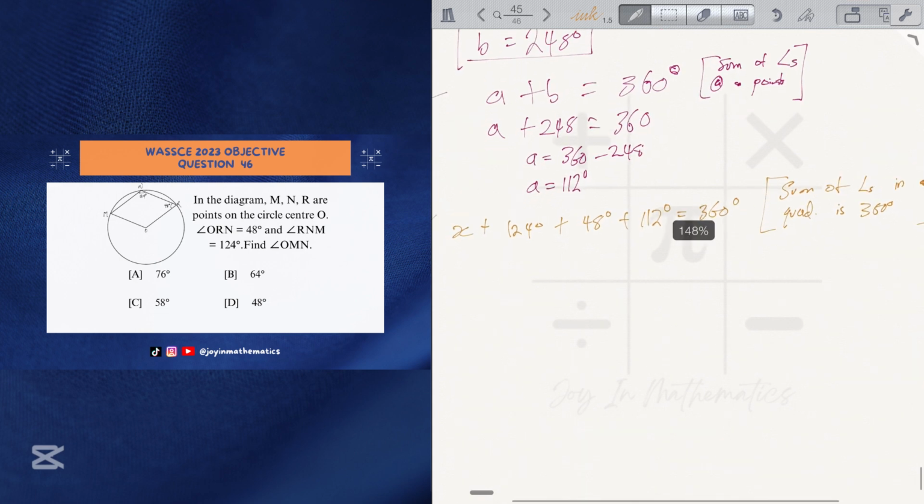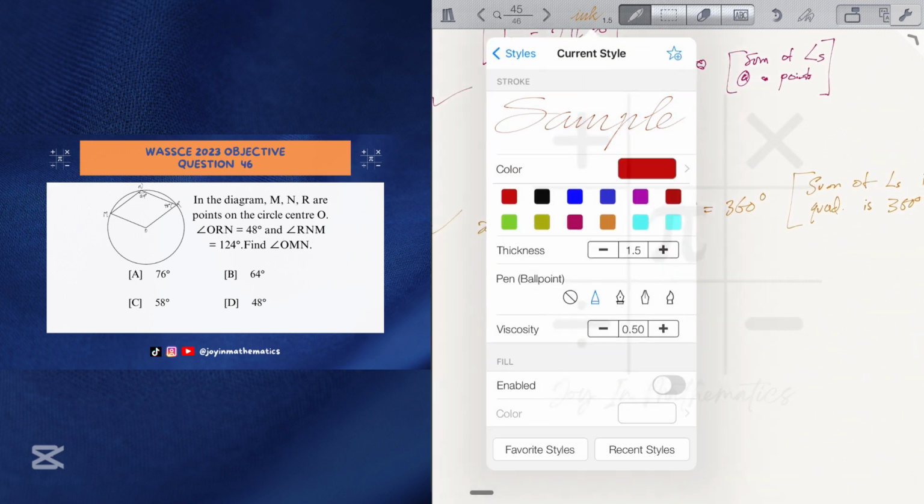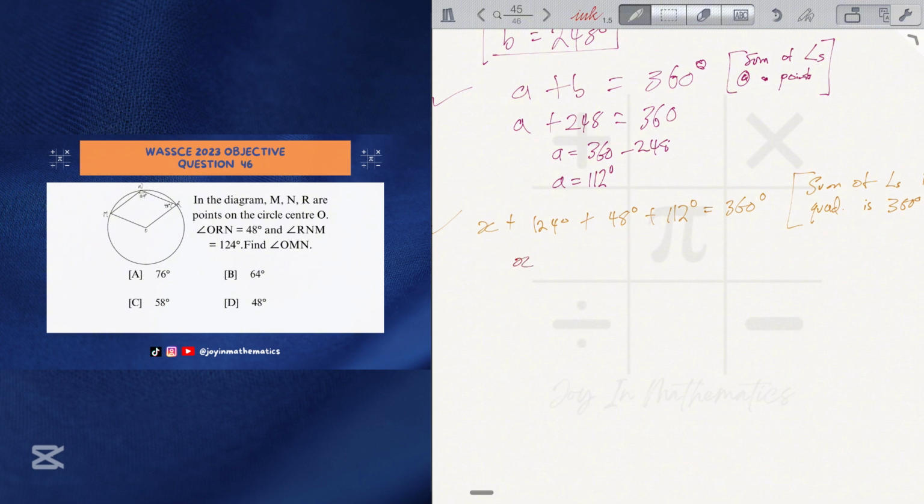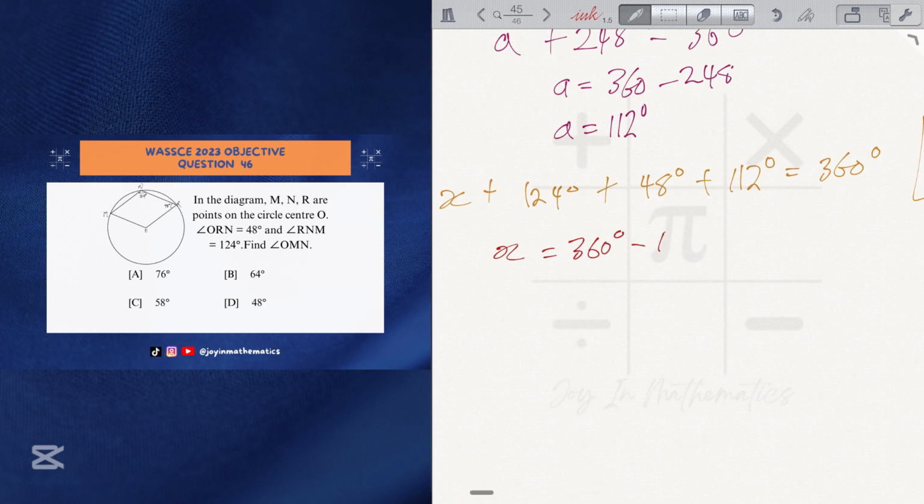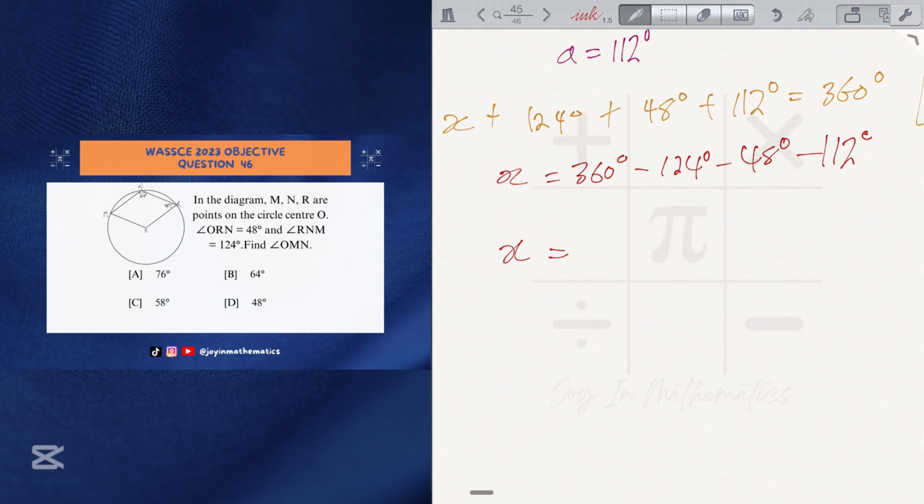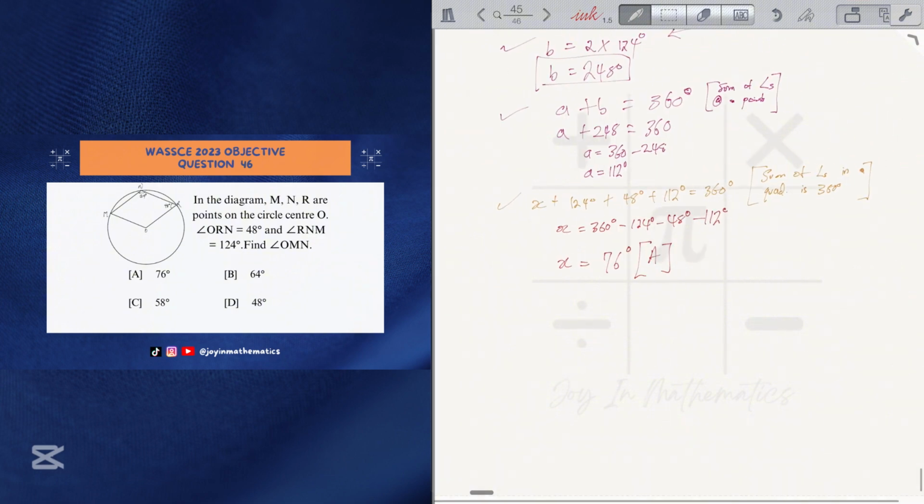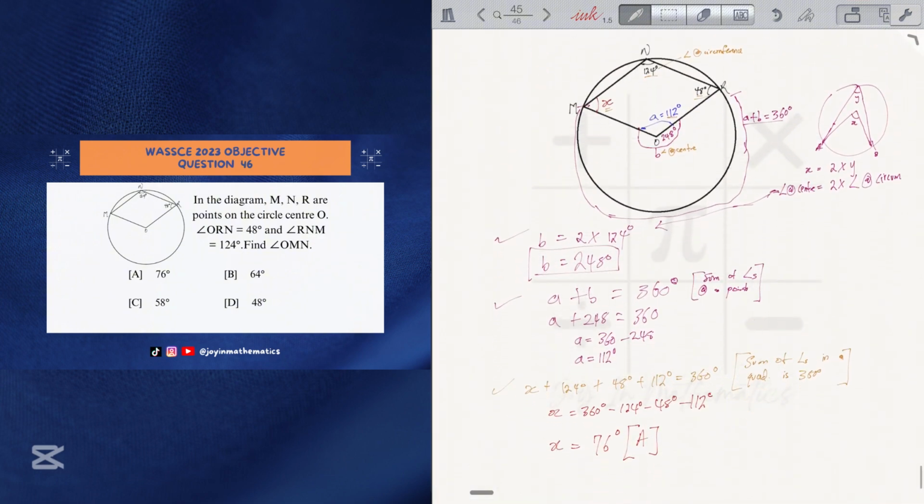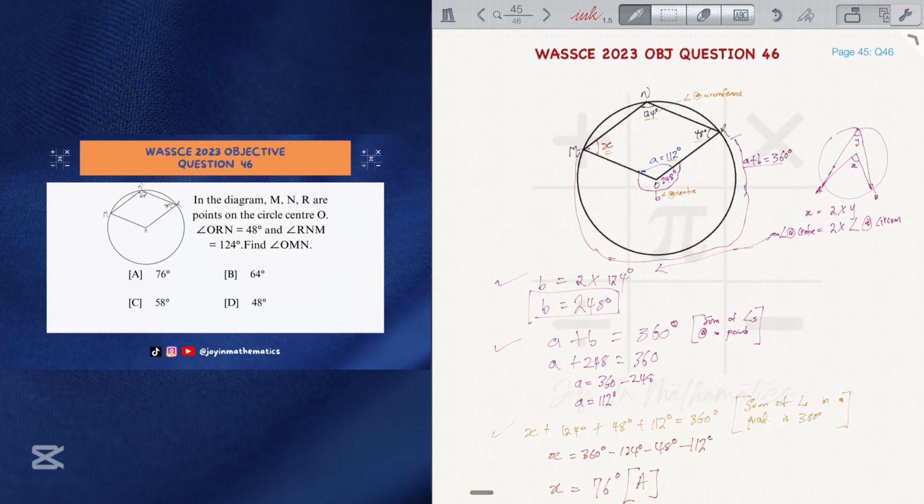And now we can find the value of X. So we have X will be equal to 360 degrees minus 124 degrees minus 48 degrees minus 112 degrees. When we use our calculator to resolve this, we have X equal to 76 degrees, which is equivalent to option A. So we saw how we proceeded from using the angle at center is equal to 2 times angle at circumference, then we moved to angles at a point, and then to angles in a quadrilateral.